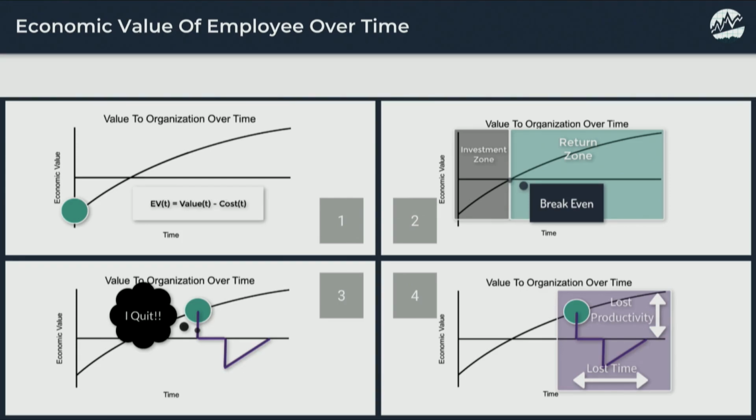And what ends up happening is when that person quits, that line immediately drops down to 0, and then it extends for a period of time, and eventually that company decides to replace that person, typically, and then that cycle repeats itself. So they're reinvesting in the new person, getting them up to speed, and it takes a while before they get to the return zone. So as you can see in box number 4, we've got lost time and lost productivity. This is what you want to avoid, especially for high performers.